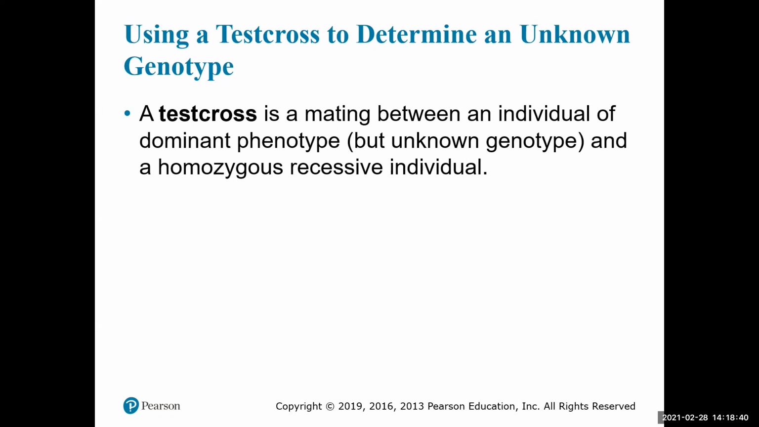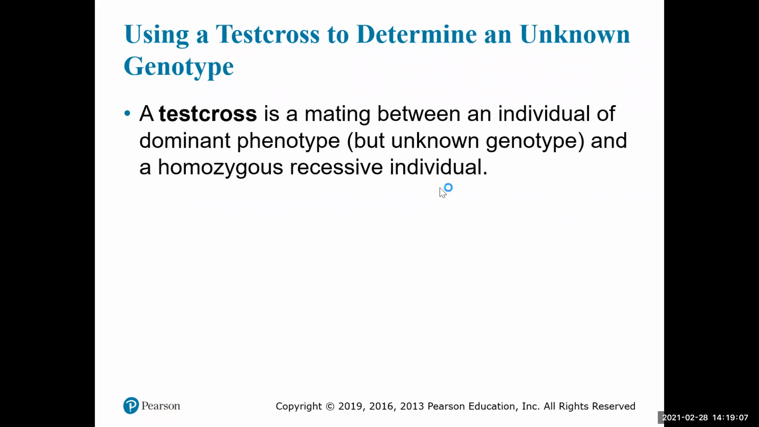All right, so the last thing we had finished with in the first video was talking about the dihybrid cross, and we went over that Labrador Retriever example. What we want to do now is look at what's called a test cross. A test cross is where you have a mating between an individual that has a dominant phenotype, but we don't necessarily know what its genotype is, and a homozygous recessive individual.